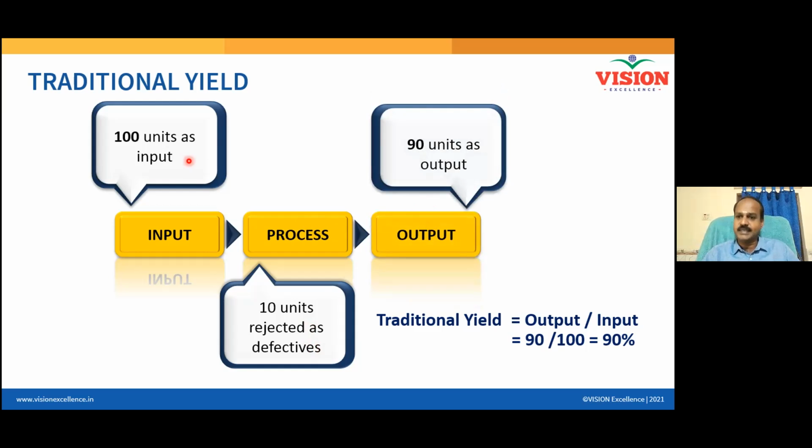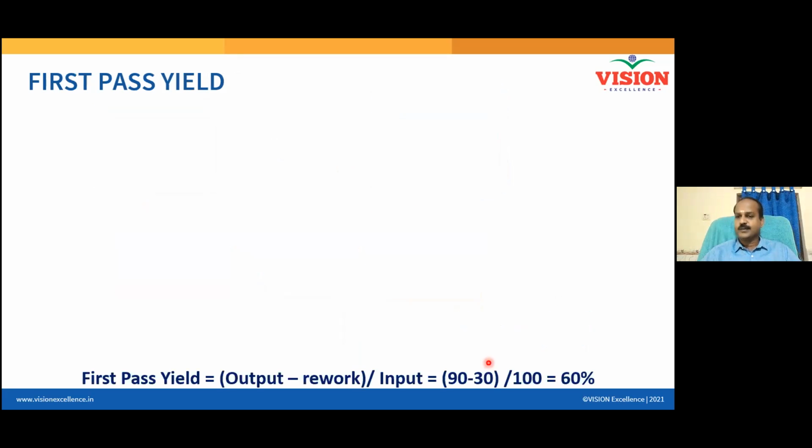Output divided by input. This is the traditional way of measuring capability. This is called traditional yield. All of us should be knowing it. What I want you to calculate, as a black belt, as a green belt, you must prefer to calculate first pass yield. What is first pass yield? What is the chance by which your process can convert all the input into acceptable output in the first run itself? There should not be any rework.